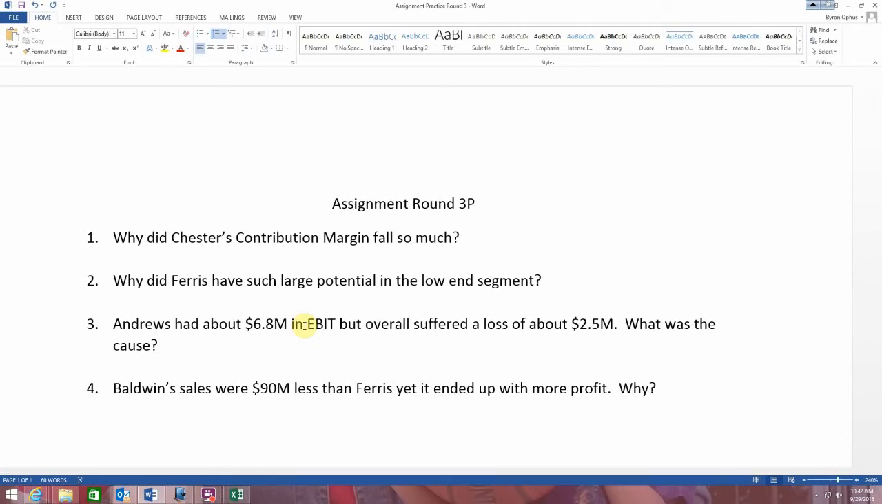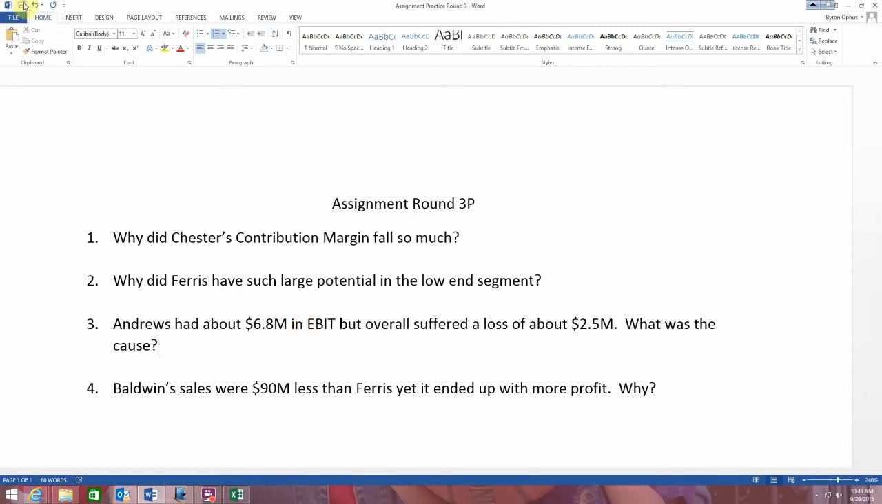Number 4, Baldwin's sales were 90 million less than Ferris, yet it ended up with more profit. Why? And I gave you some of those answers. Okay, some. Once again, this is going to be a multi-part answer. So the answers that I kind of gave you, go take a look at that. But then you're also going to look at the income statement for this one, because there may be another answer or 2 in that income statement. This is one of those questions where please don't say the variable costs were less. Obviously they were, because they had a lot lesser sales. Now, if you say proportionately, that would make sense, but alternatively, what they give us is the contribution margin. So do that.